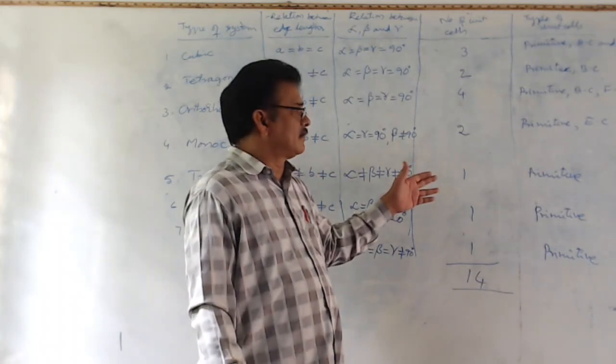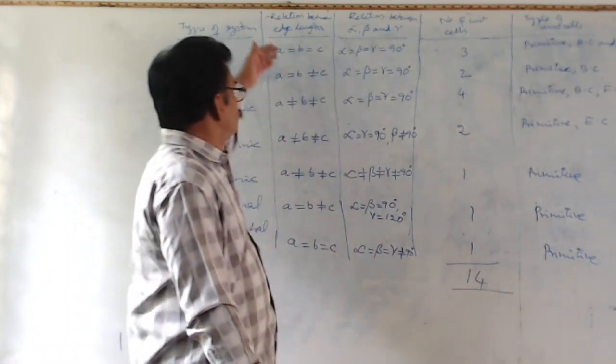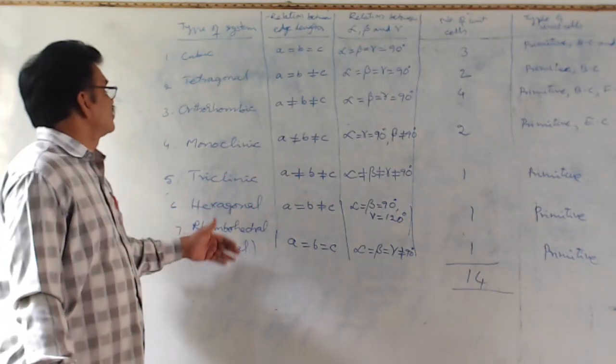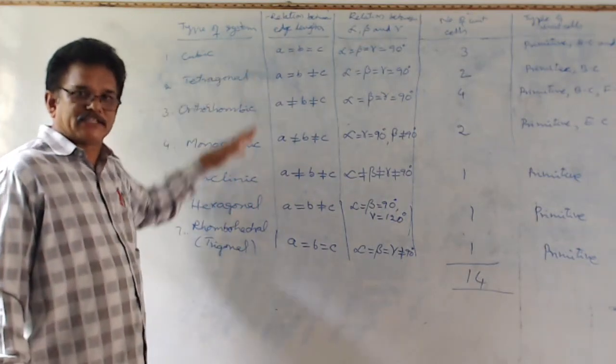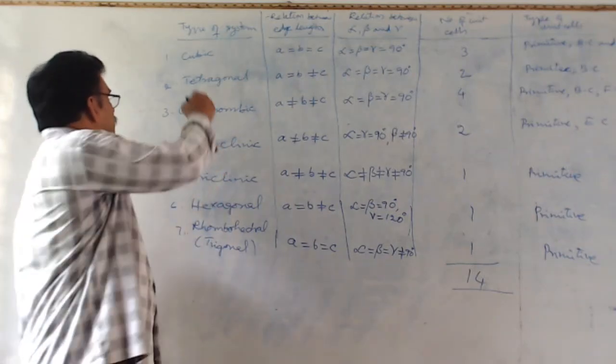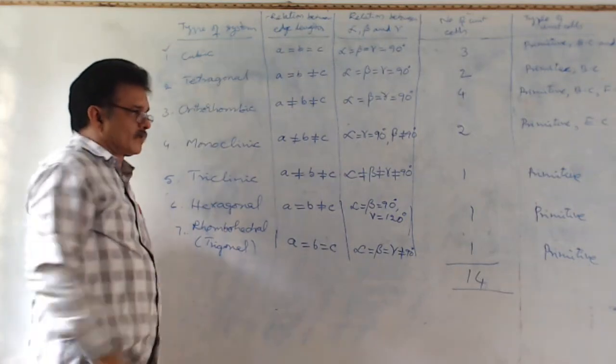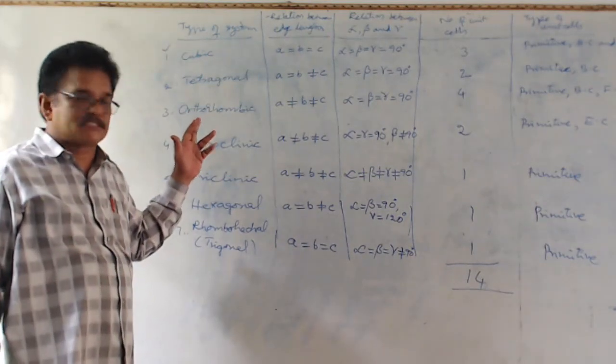Okay, and then we divided 14 Bravais unit cells into different crystal systems. Okay, so mainly we discussed the cubic system.